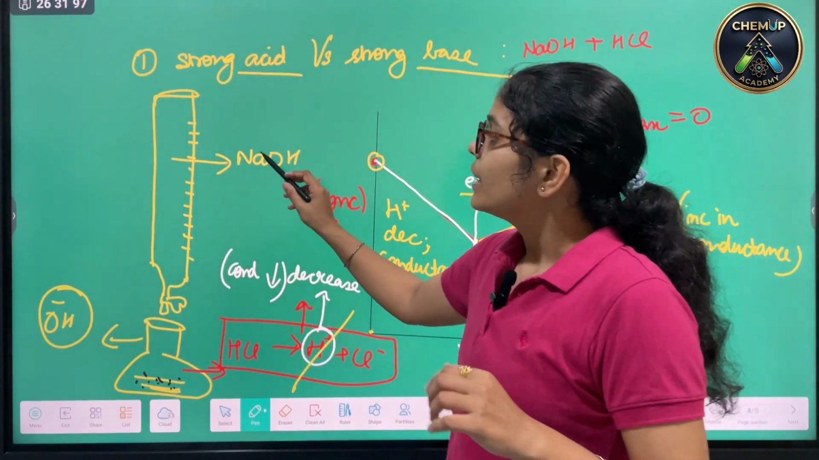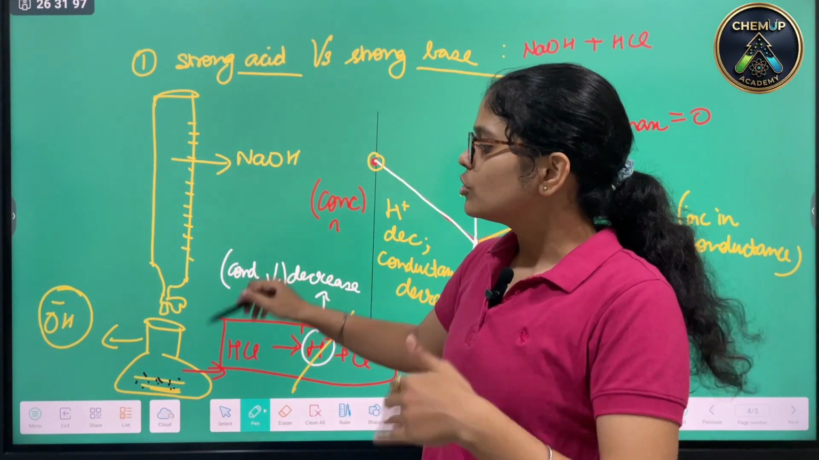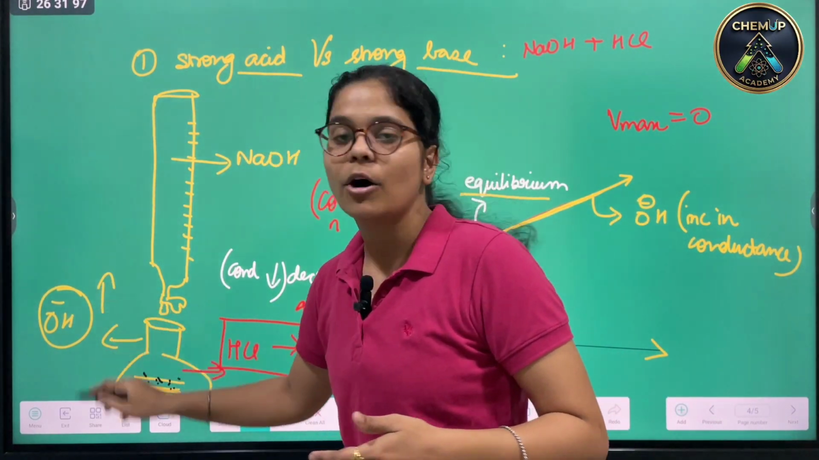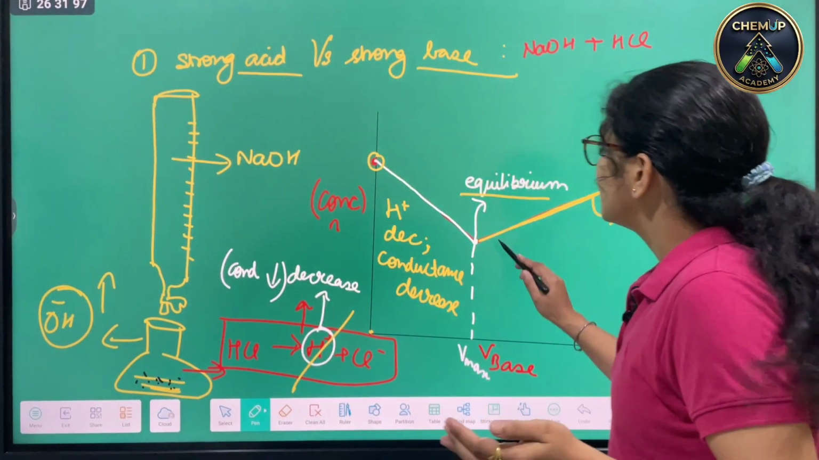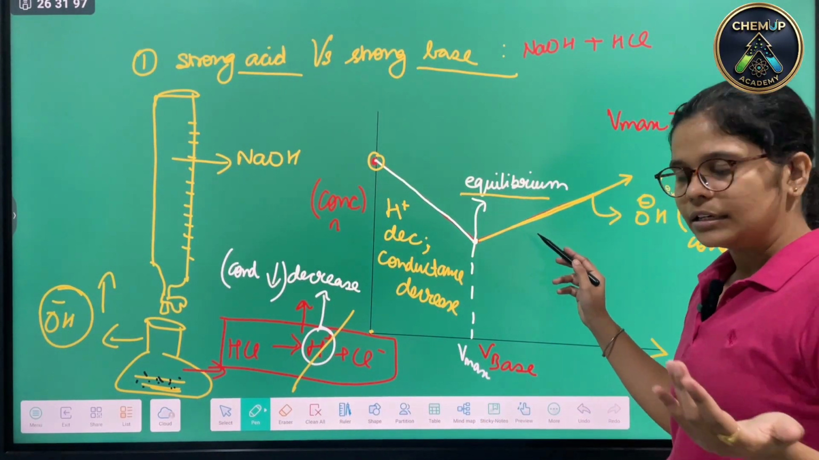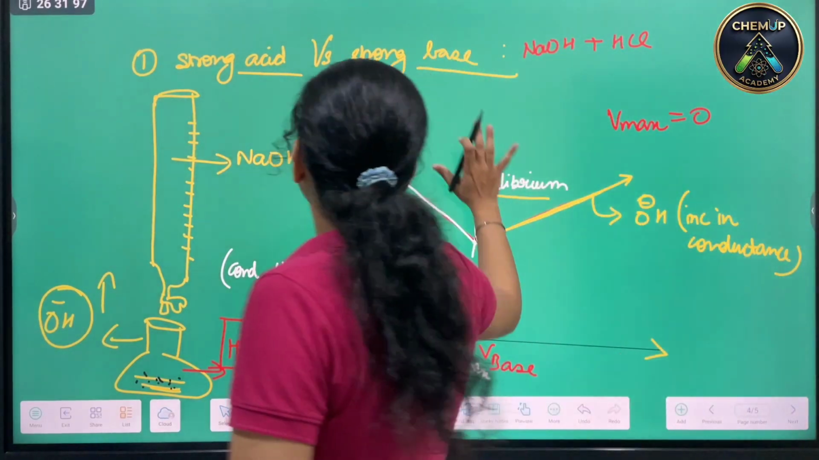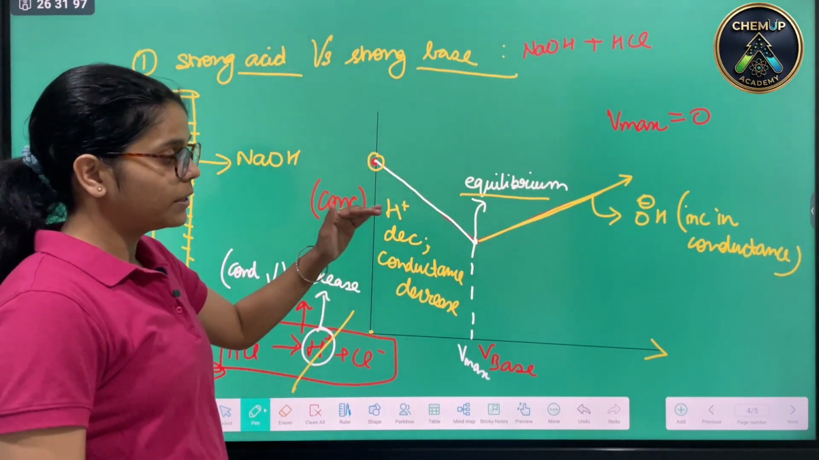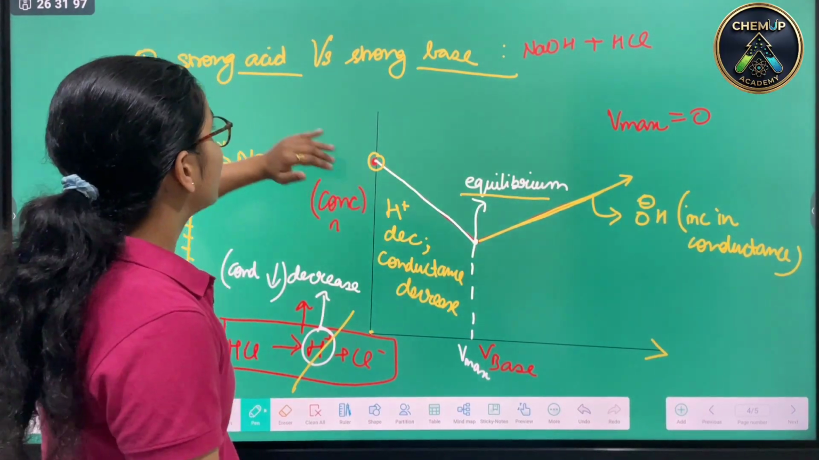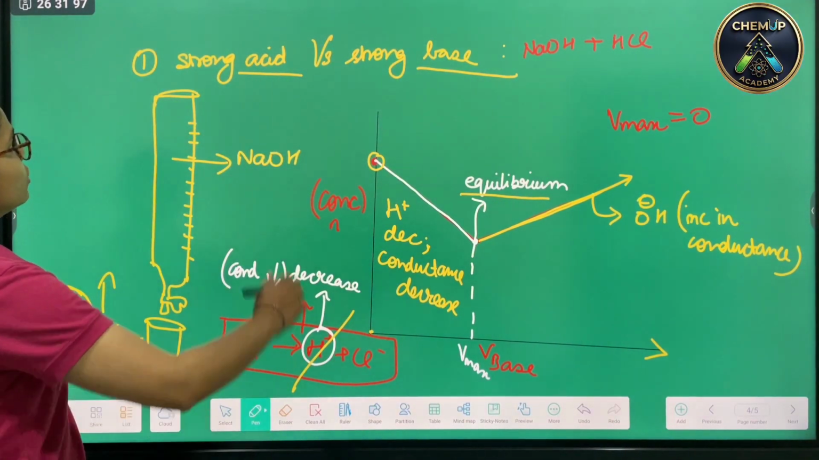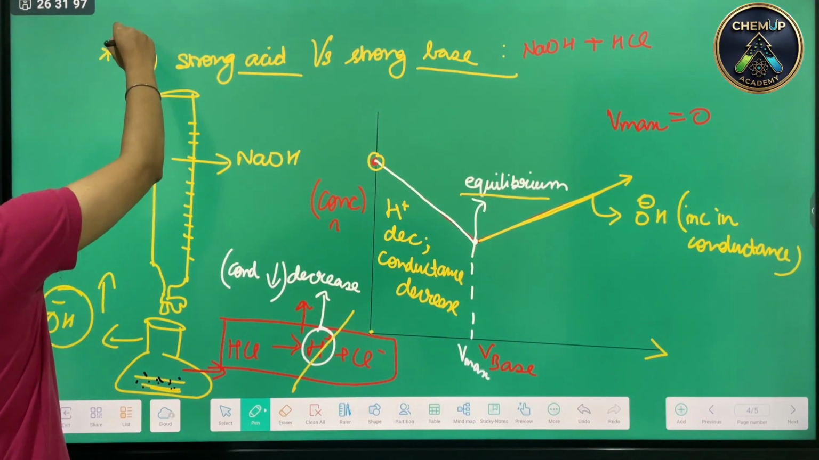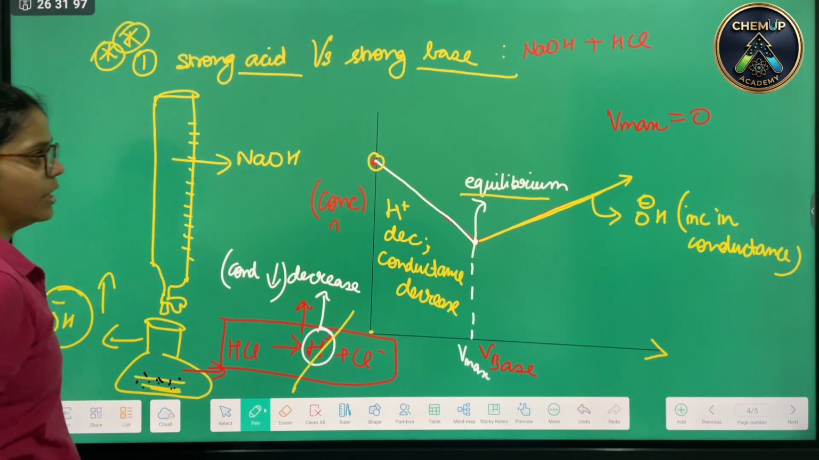Now we are still adding NaOH. Due to addition of NaOH, there is increase in the amount of OH ions. The number of ions increases, due to which the conductivity also increases. Hence, whenever you obtain this sort of graph, this graph shall represent your strong acid versus strong base. Now, this is your case number 1, which is most of the times asked in your examination directly.